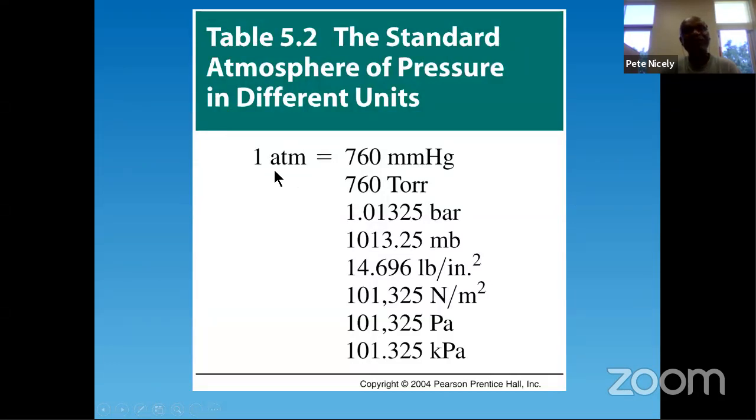So 1 atmosphere, which is a unit of pressure, is equal to all these here, right? Now, the ones that we'll be concerned with in this chapter will be the millimeter mercury unit, the torr unit, the newtons per meter squared, the Pascal, which is the same thing as newtons per meter squared, and the kilopascal. The others, I don't honestly anticipate us using in any of the work that we'll be doing in this chapter, right? But these are some other units as well for the measurement of pressure, all right?